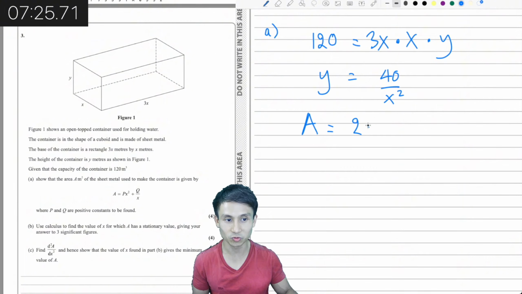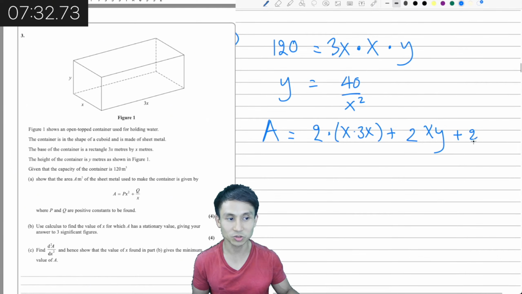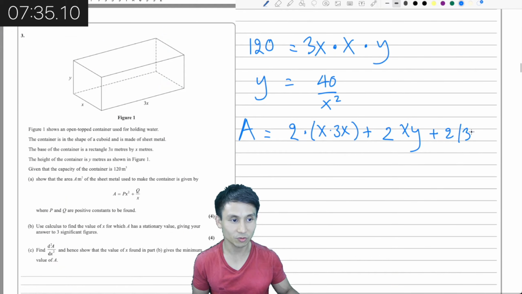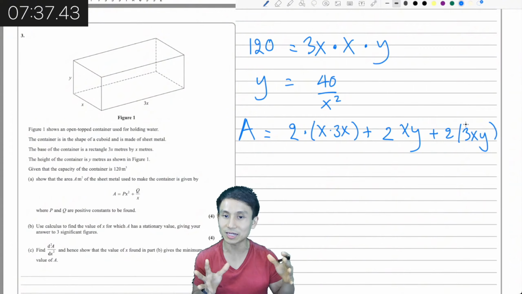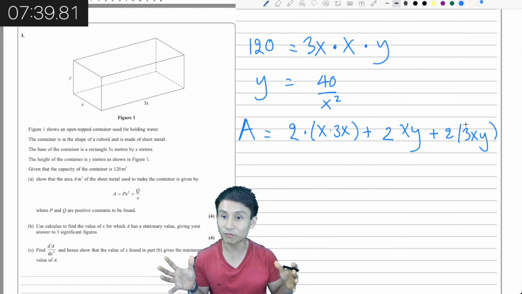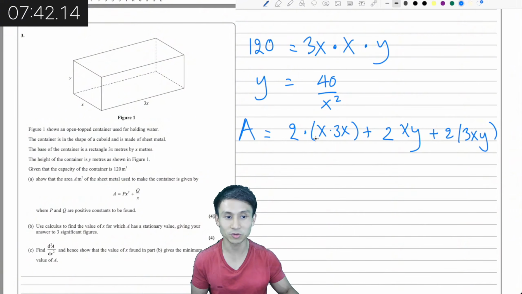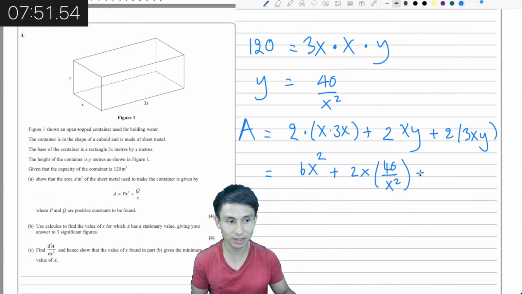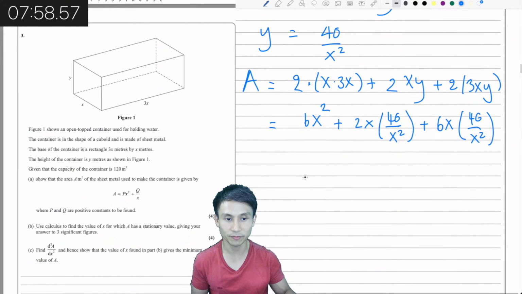And now because we want the surface area, A, we compute the surface area. That comes from 2 of the x times 3x, plus 2 of the x times y, and then plus 2 of the 3xy. So there are 6 faces, 3 different ones, that's why we multiply by 2 here. So that's 6x squared plus 2x, and y we put in 40 divided by x squared, and then again 2 multiply 3, we get 6x, 40 over x squared as well.